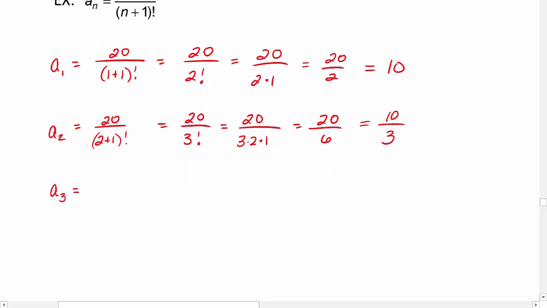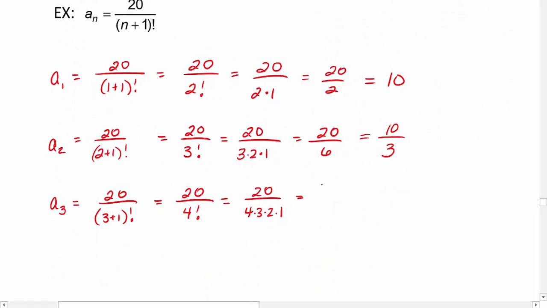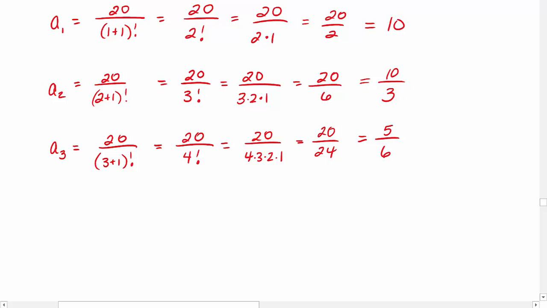A sub 3, 20 divided by 3 plus 1 factorial. That's 20 over 4 factorial. 4 times 3 times 2 times 1. We could steal that answer from up above, right? We already found 4 factorial. So 20 over 24, which simplifies to 5/6.